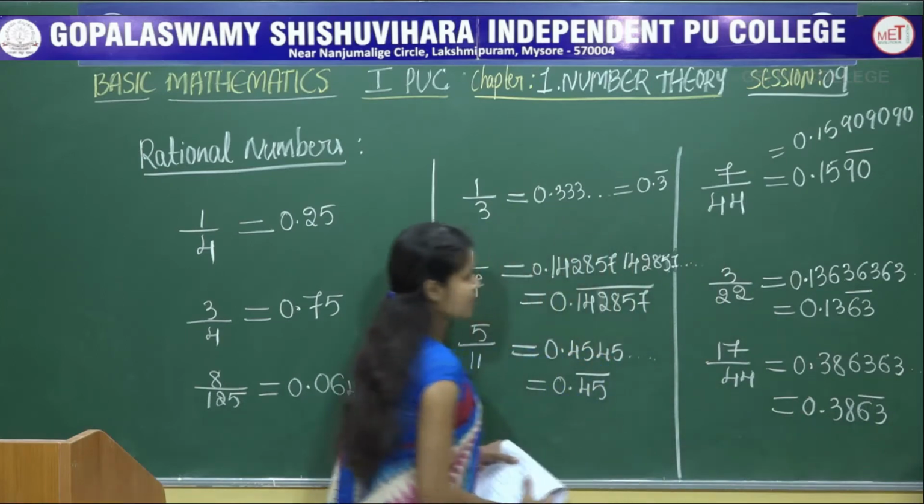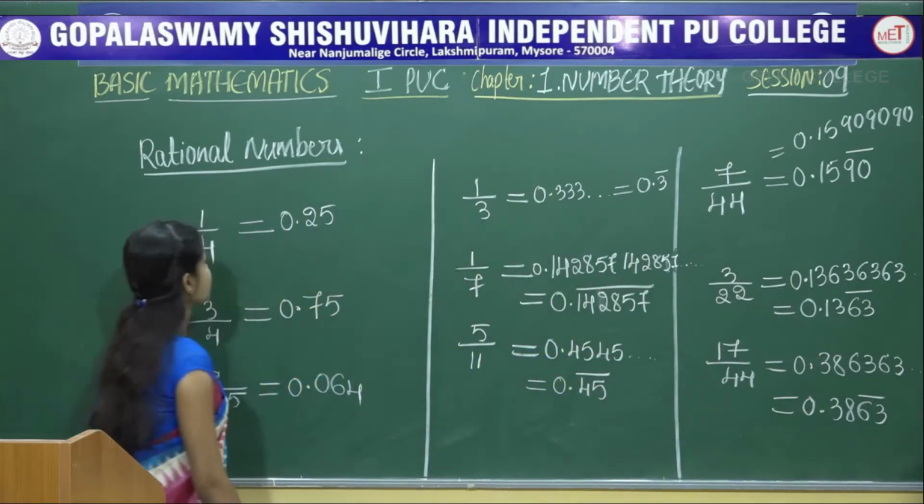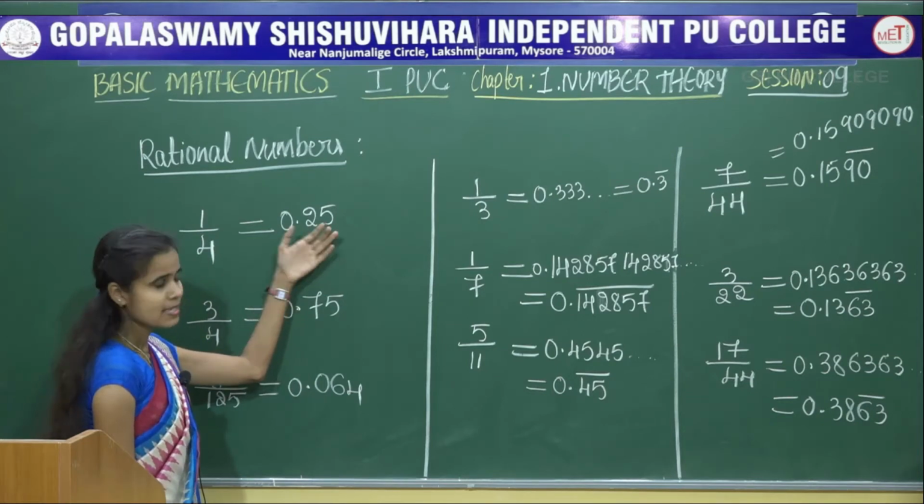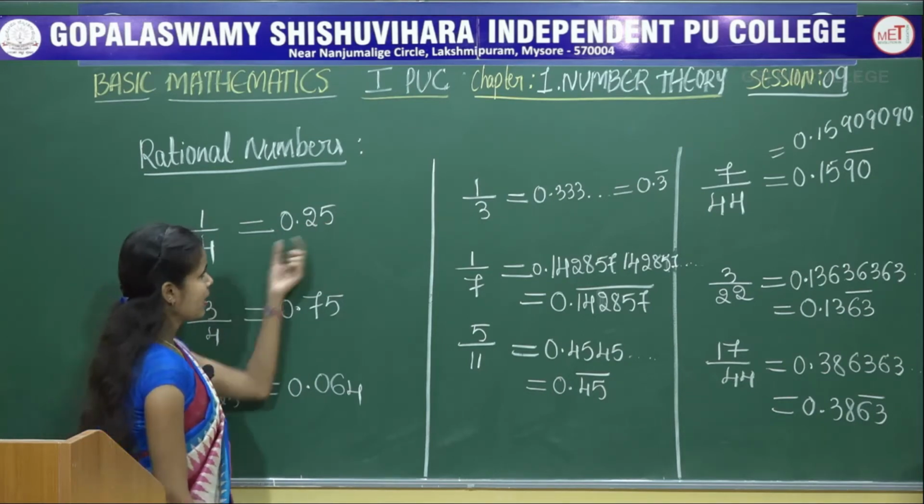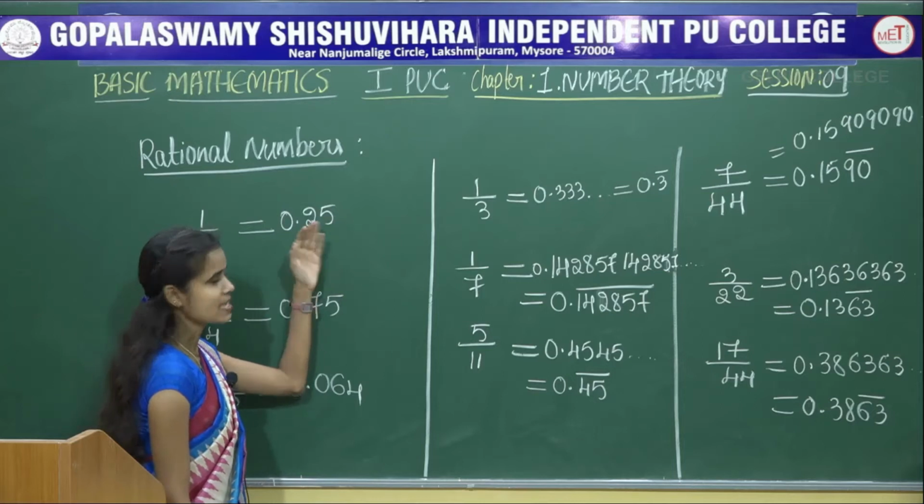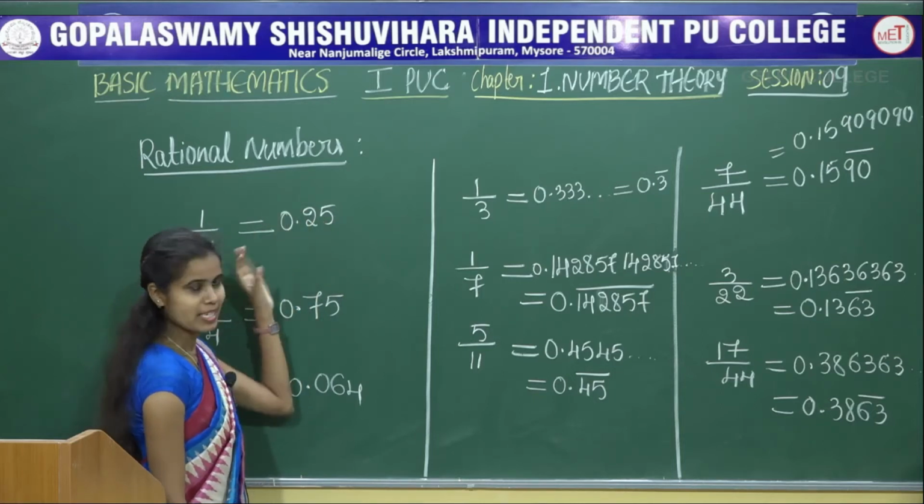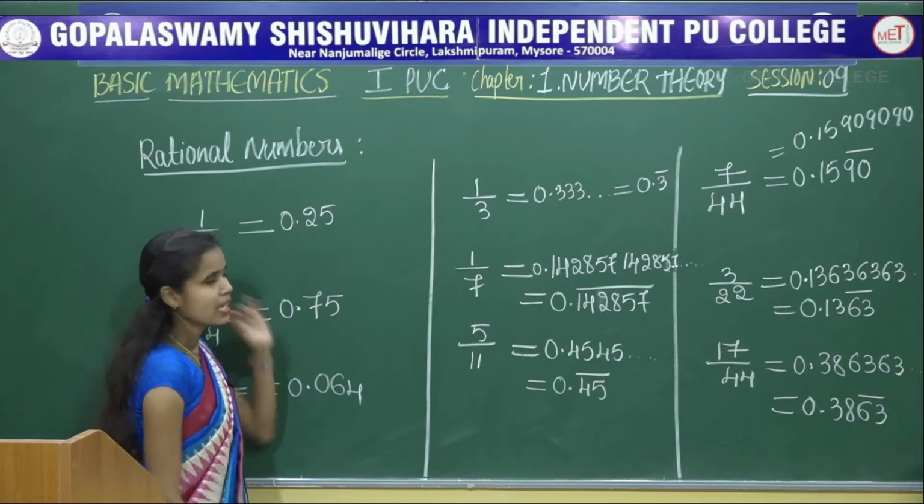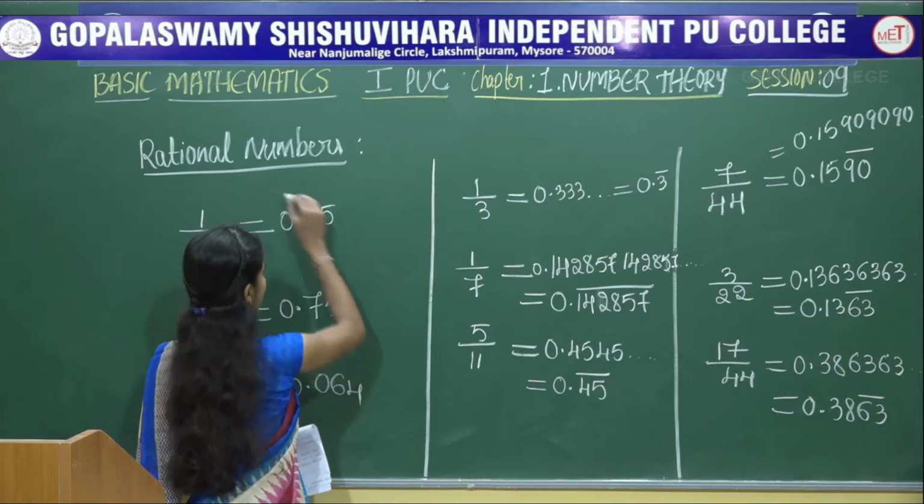Okay. Here observe, after the decimal point, the digits do not repeat and end after a certain stage, meaning they terminate. So this type of decimal expansion is called terminating decimal expansion.